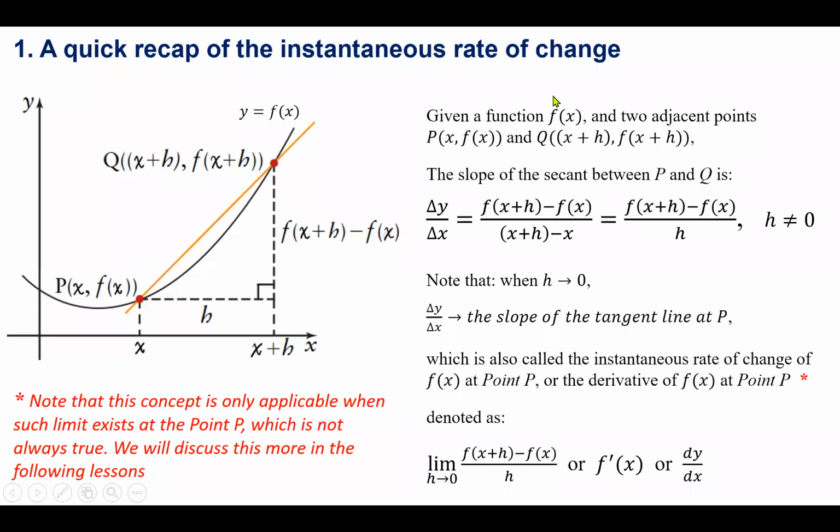Okay, first let's give a quick recap of the instantaneous rate of change. In our previous lesson, we learned the definition of instantaneous rate of change that relates to limits, right? We use the limit to define the instantaneous rate of change. Specifically, if we are given a function f(x), shown on the graph on the left, and 2 different points P and Q, with coordinates x, f(x).